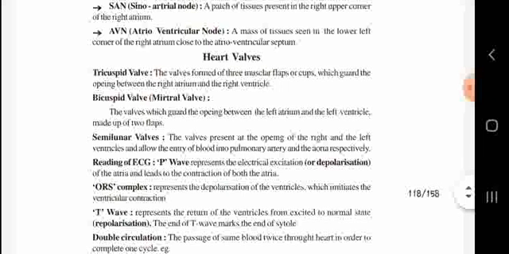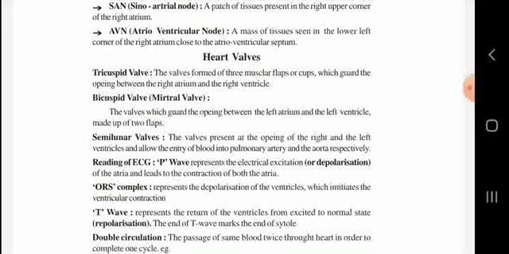Next, heart valves. The tricuspid valve is formed of three muscular flaps or cusps which guard the opening between the right atrium and right ventricle. This is the tricuspid valve.